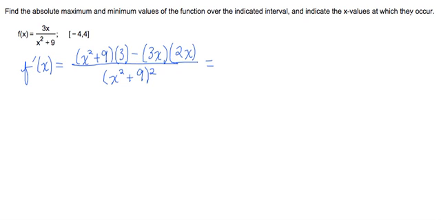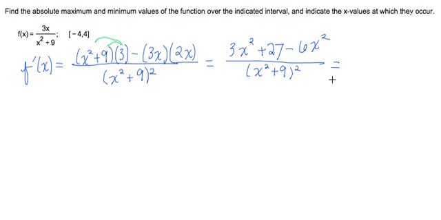That's why I'm simplifying. So distributing this 3 out right here gives me 3x squared plus 27 minus the second two factors over here combined to 6x squared. There's no need to FOIL the denominator. In fact, that would make it harder potentially later on. Okay, so the numerator simplifies to -3x squared plus 27, and the denominator is just x squared plus 9 all squared. So critical values occur when the derivative either equals 0 or is undefined.